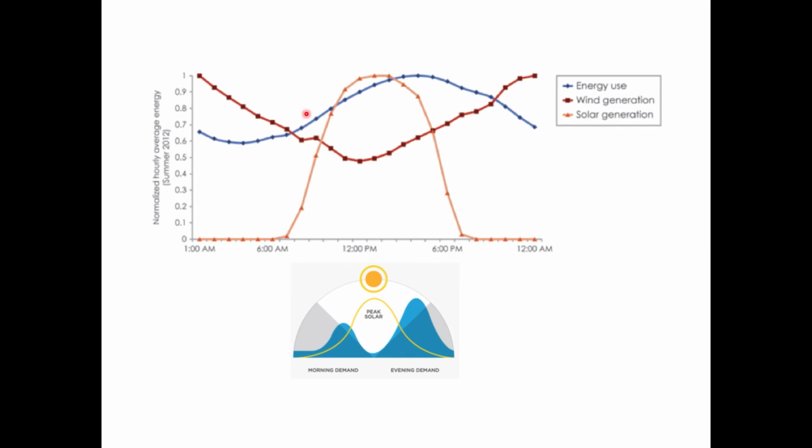sunlight. In red, with the boxes or squares, that is wind. Wind generation potential is highest at night. It tends to decrease during the day, and you can see it has a minimum during the early afternoon hours, and then it again increases as we return to night.